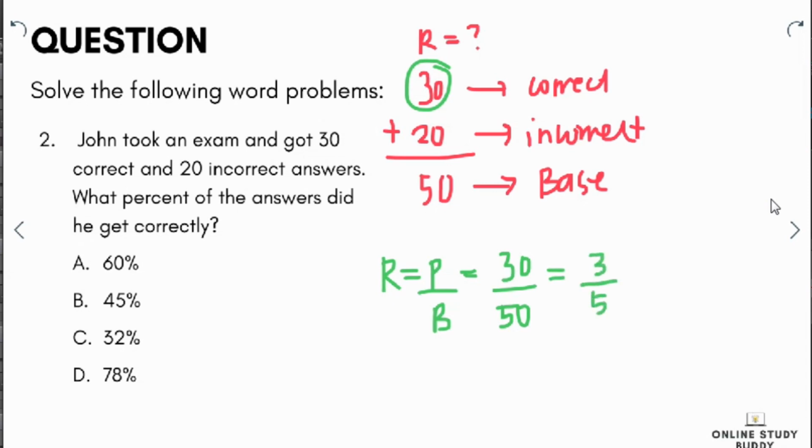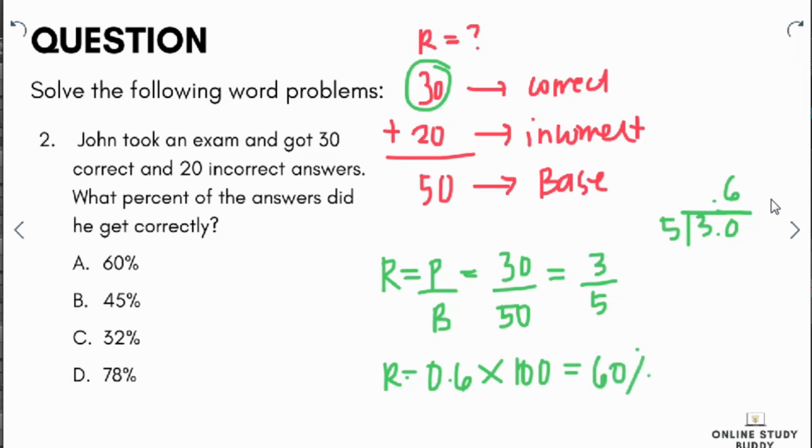And then let's proceed in dividing this. So, 3 divided by 5. So, since mas maliit yung dividend, we add a 0, a decimal place. And then 30 divided by 5 is 6. So, our rate is 0.6. And it is equal to 60%. So, ang final answer natin is A, 60%.